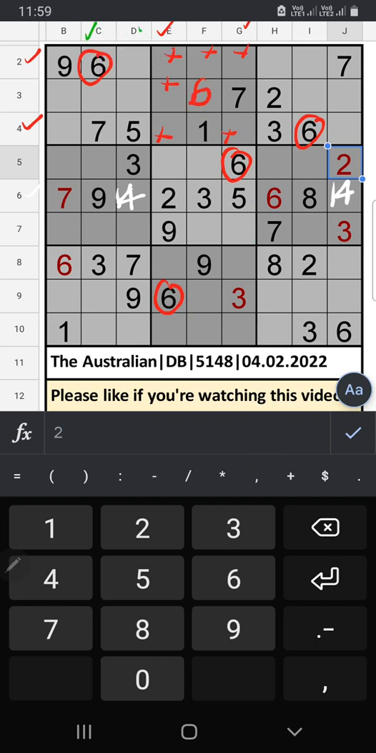Column C and column D we have 3. 4th row also we have 3. So 3 can't come in these cells. Then 3 is confirmed here. Column B and column C we have 6. So 6 can't come in these cells. Then 6 is confirmed here.